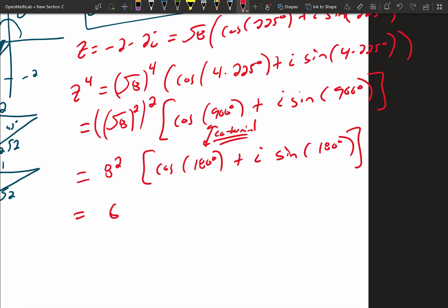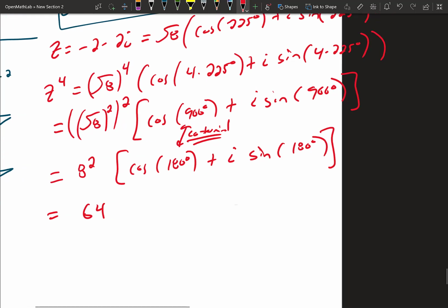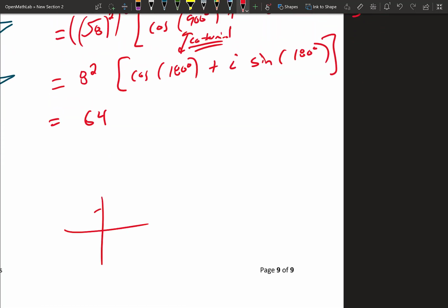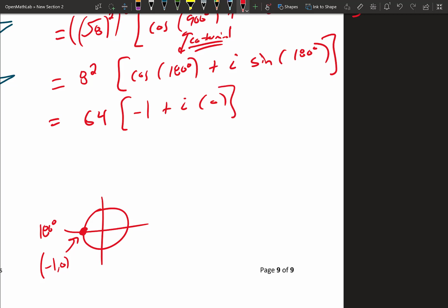So then 8 squared is 64, and cosine of 180 is negative 1. If you forget really quick, you could just draw a unit circle. Here's 180 degrees, so we're considering this point here. That ordered pair is negative 1, 0, and cosine is the x coordinate and sine is the y coordinate. So that would be 64 times negative 1 plus i times 0. Of course, i times 0 is just 0, so this would be equal to 64 times negative 1, which is negative 64. All right, so that's that section.